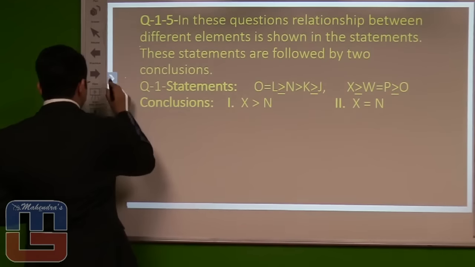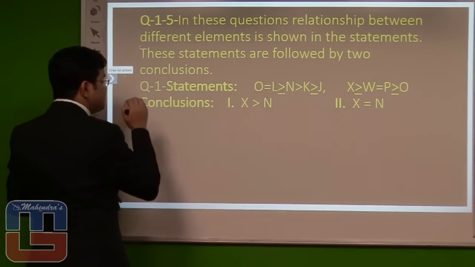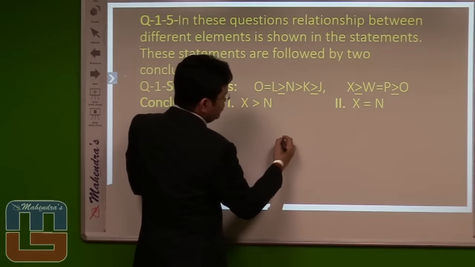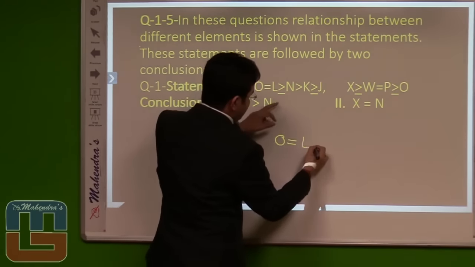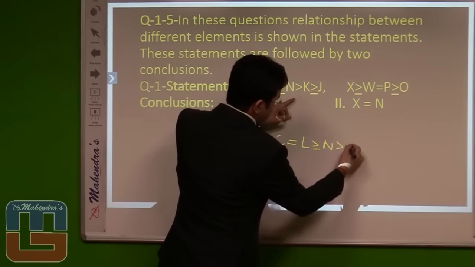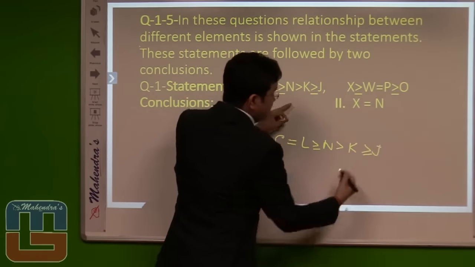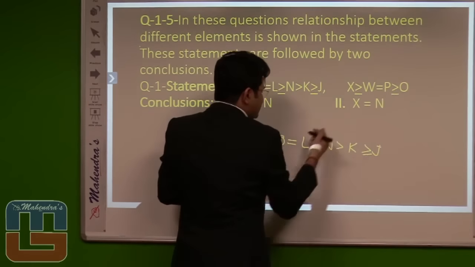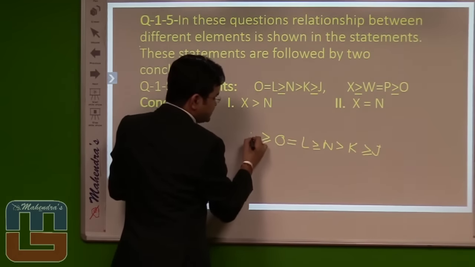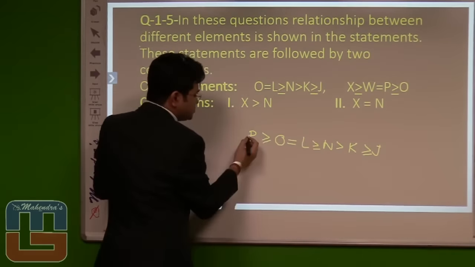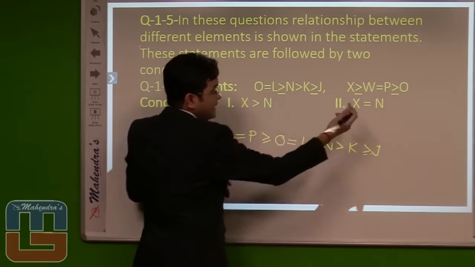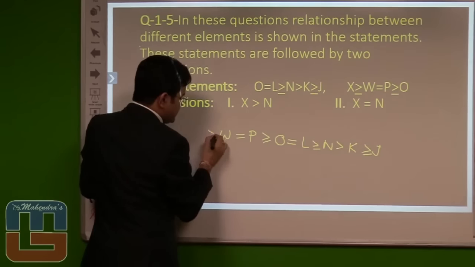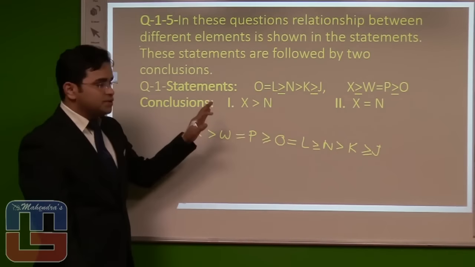First of all, I'm going to tell you the basic method, the simple method that a student used to follow. You write down the statement: O equal to L, greater equal to N, greater than K, and greater equal to J. Next, read the next one: O related to P, meaning O less than equal to P. You draw it like this: O less than equal to P, and then P equals to W. I'm reading from right to left. P equals to W, and W less than X. You have connected these 2 statements.